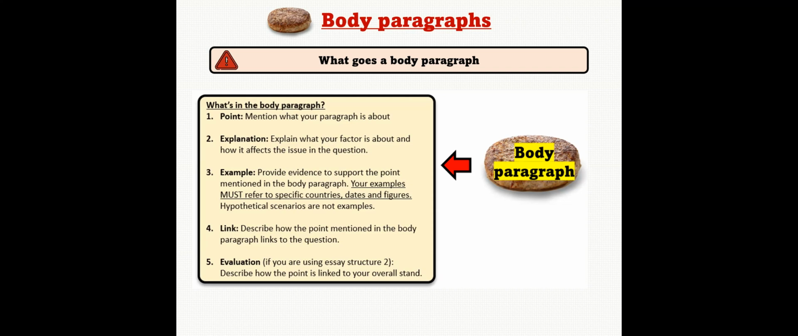And then you want to make your link. So we've covered PEE so far. Link is to describe how the point mentioned in the body paragraph links to the question. So link it back to the question. And then if you're putting cheese again, if you're using recipe number 2, describe how your point is linked to your overall stand. So I will show you an example.